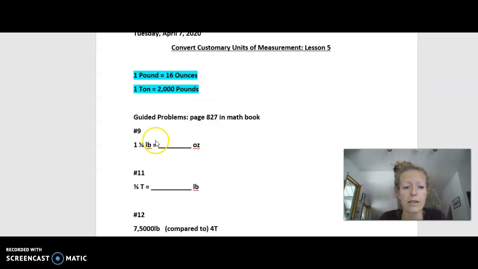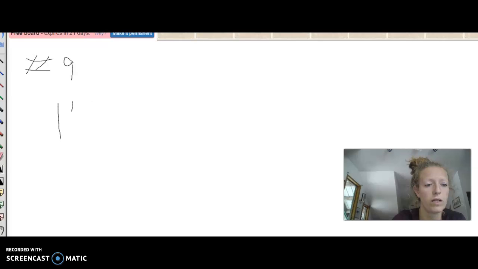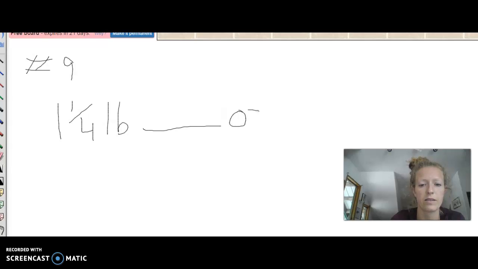The first problem we're going to work out is number 9. We're going to figure out how many ounces we have in 1 1/4 pound. Okay, I'm going to go to my whiteboard. So we have number 9 on page 827. 1 1/4 pound compared to ounces. There's a couple ways you could do this, guys. You could use your knowledge of fractions and compute the answer, and I'm going to draw on some of that knowledge in a more visual way.